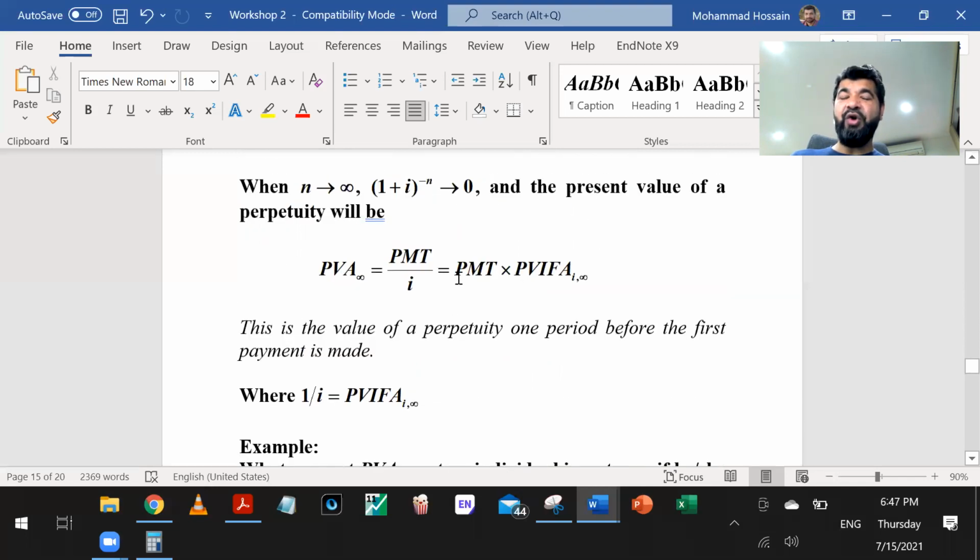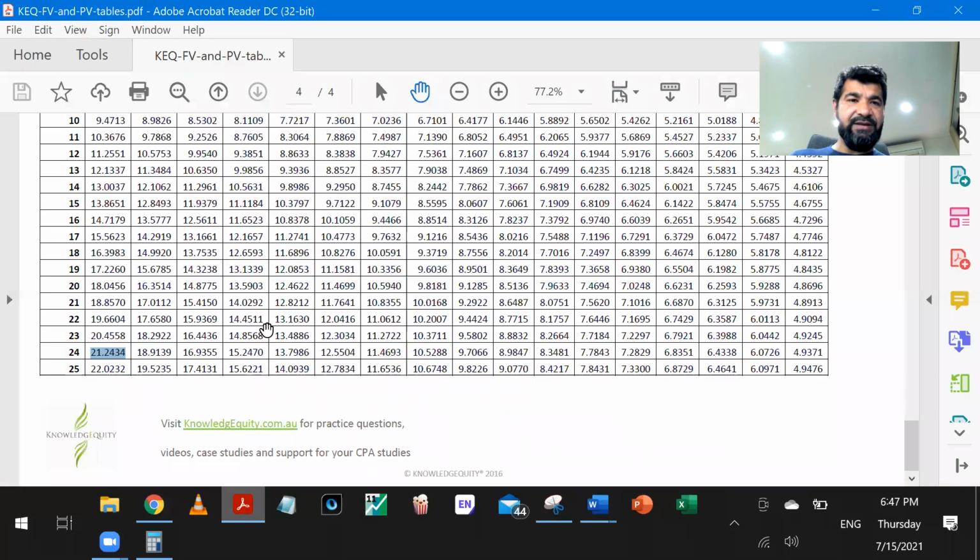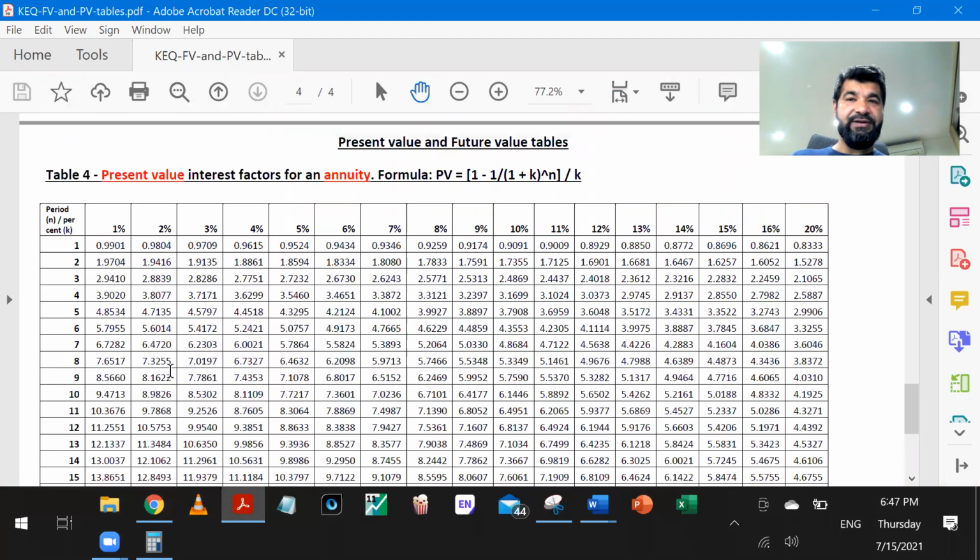Okay, (1 + i) to the power minus n, as n goes to infinity. Let me see if they had put it here. No, they have 25. 25 years they gave them 20%.